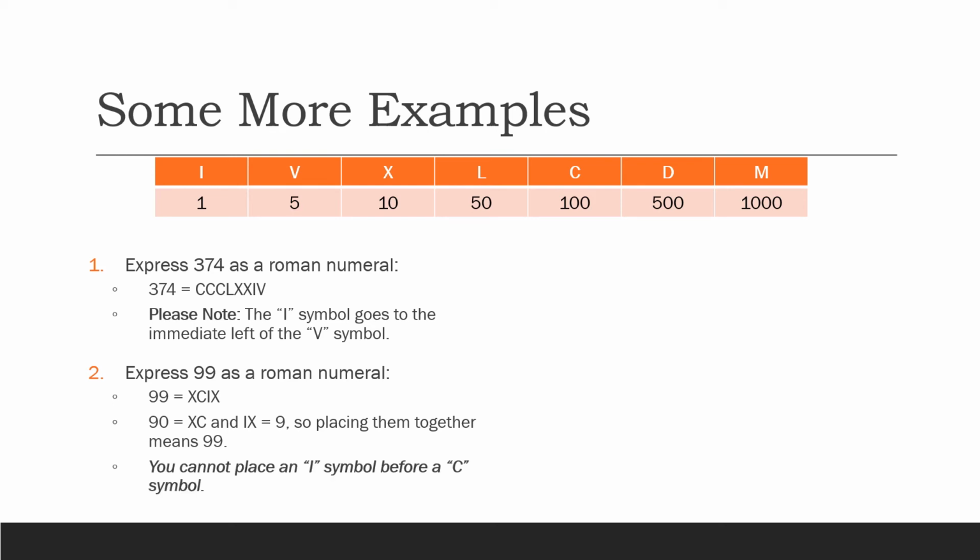You can't place the I symbol before a C. It's not one of the approved versions that I mentioned from before. The only numbers that you can use subtraction to form are 4, 9, 40, 90, 400, and 900.